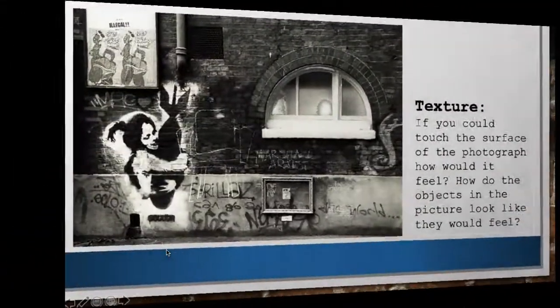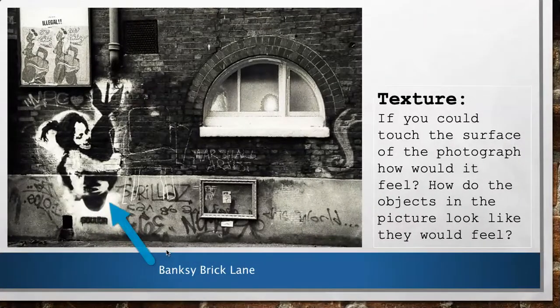Texture. Now texture is all about the surface of a photo. How does it feel? In this image, I've shot this in black and white, and you can see you've got the grain, you've got the grittiness, so it gives it that rough feel, with the bricks as well, and then you've got the poster, and then you've got the drawings with the chalk. So it's a very rough urban feel to this image.